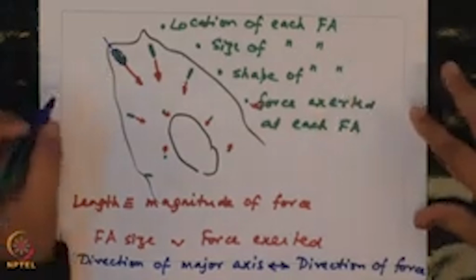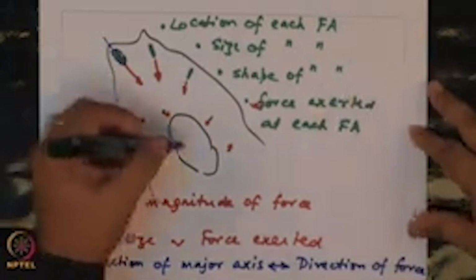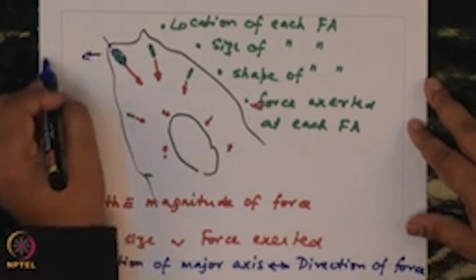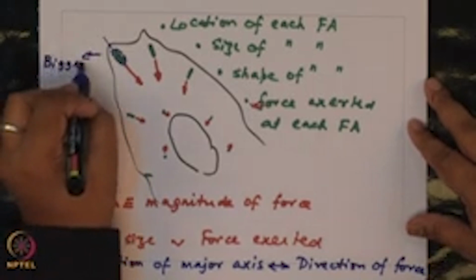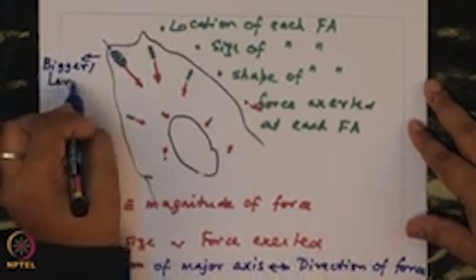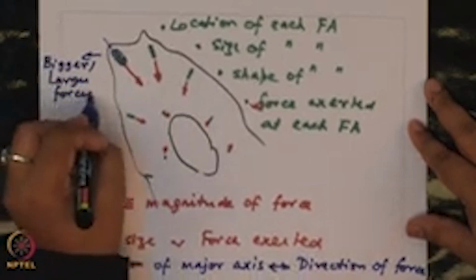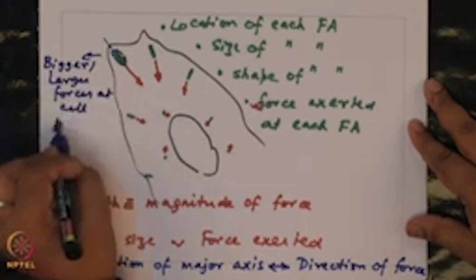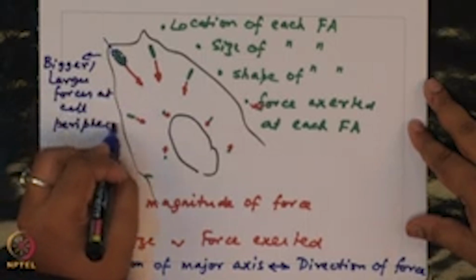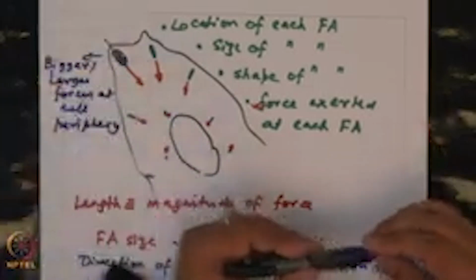And as you go inward towards the nucleus, there are bigger forces at the periphery, or larger forces at the cell periphery. As you go inside, the size and the magnitude of the forces decrease. For example, right around the nucleus I have intentionally drawn small arrows in random directions. So, there is no constant behavior among these adhesions which are small in size and localized close to the nucleus.